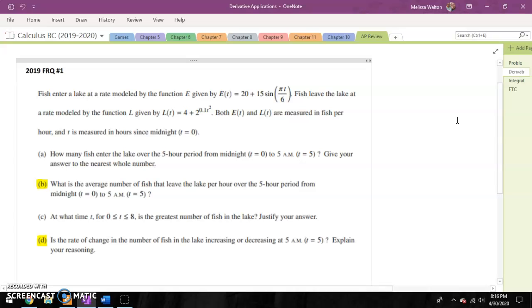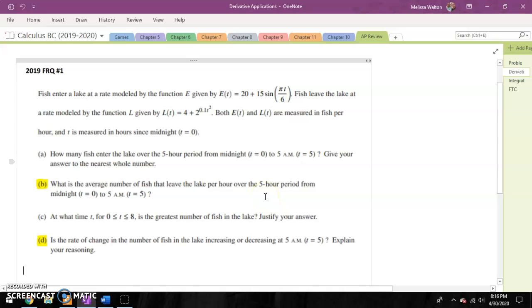So let's go ahead and use that information. The classic fish problem, I think we've seen this at least 2 times this year. We have fish entering a lake at the rate of E of t, and then the fish are leaving the lake at this rate. Both E and L are measured in fish per hour, and t is measured in hours since midnight. For the first part, it says, what is the average number of fish that leave the lake per hour over the 5-hour period from midnight to 5?